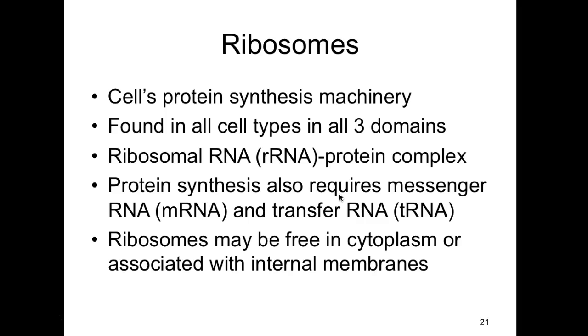Ribosomes are going to be the site for protein synthesis. They're found in all cell types in all three domains. Ribosomes are made up of ribosomal RNA, called rRNA, and protein, as a complex. Protein synthesis also requires messenger RNA, or mRNA, that is going to be made from copying the DNA, the gene, and then you also have transfer RNA, or tRNA, that is going to transport an amino acid. And we'll study that in greater detail when we get to protein synthesis.